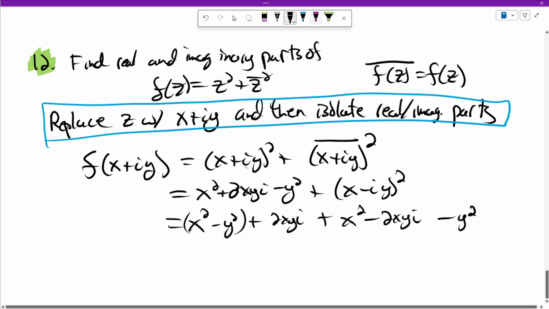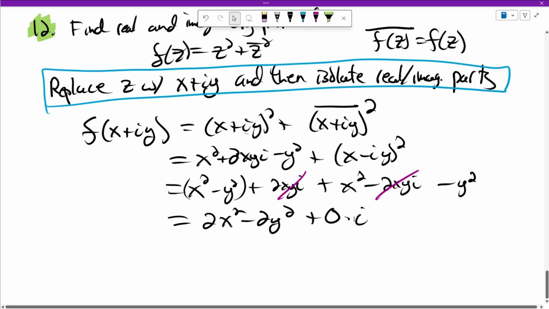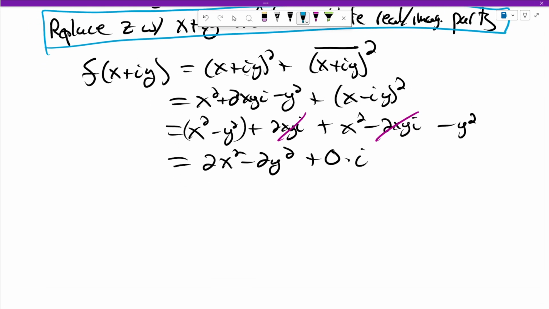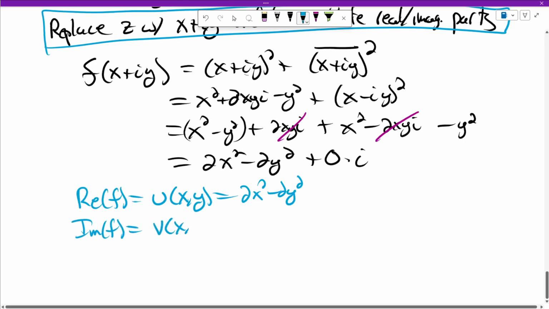All right, so let's combine terms here. The 2xyi and the negative 2xyi cancel. We're going to get 2x squared, 2y squared, and 0 on the i. So with the notation that we introduced in this section, the real part of f, which we'll usually use a lowercase u for, is 2x squared minus 2y squared. And the imaginary part of f is as we suspected. Namely, we use the lowercase v for that, but the imaginary part is the 0 function.